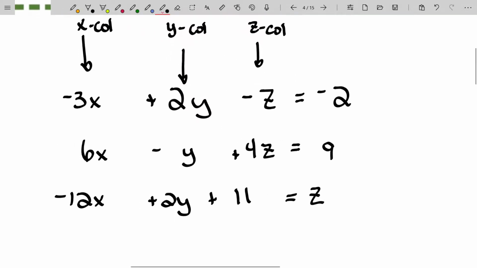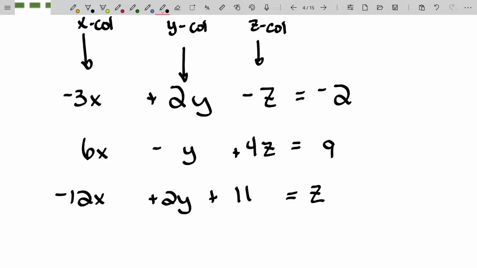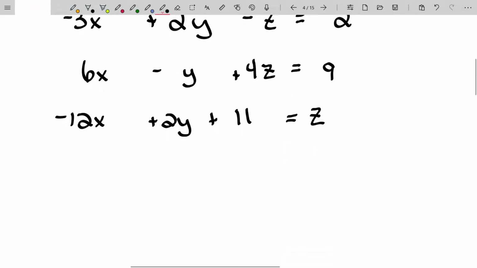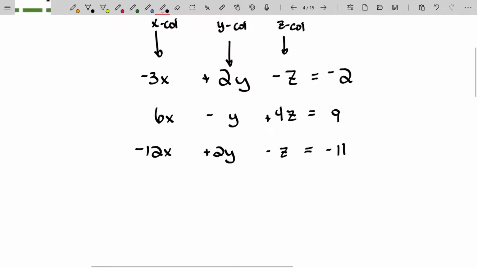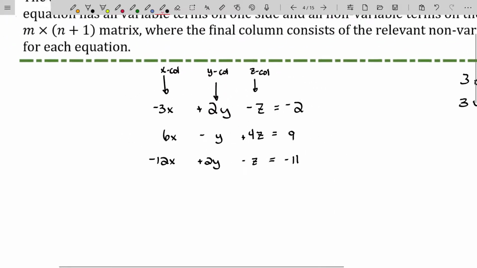And then the final row in this system, I have a constant, unfortunately, on the side that's supposed to only contain variable terms. So this constant is on the wrong side, and that variable term is on the wrong side. So I'm going to subtract z from both sides and subtract 11 from both sides. So subtracting z from both sides and subtracting 11 from both sides, that's what I get. So this is the initial setup.